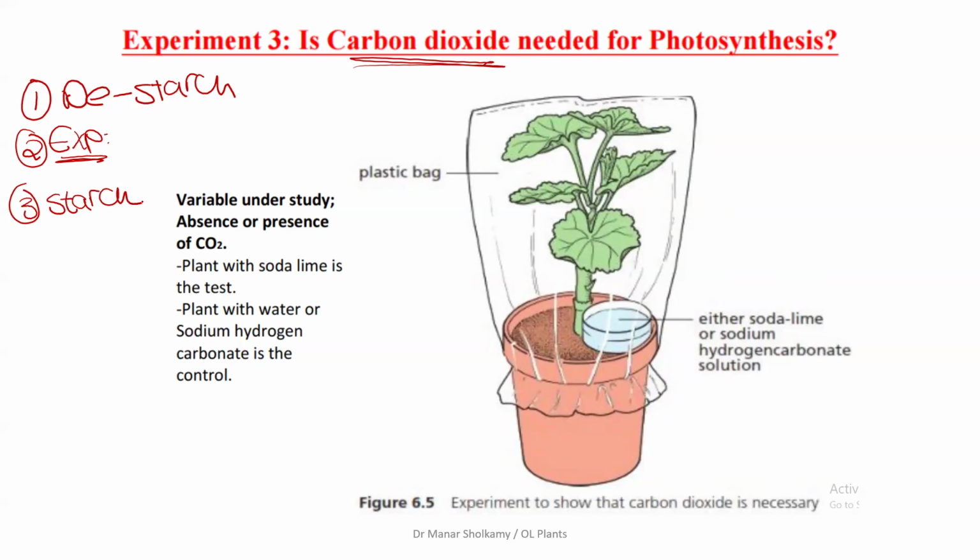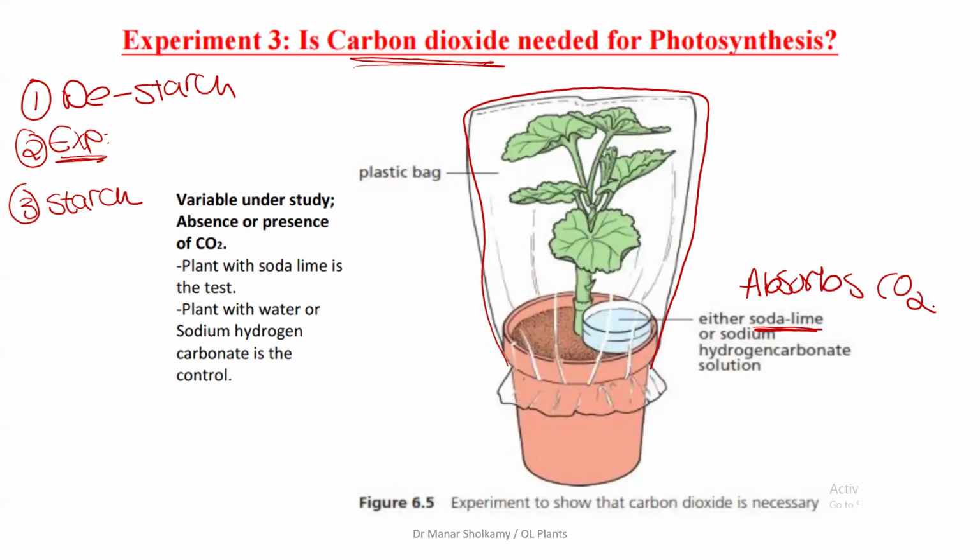Let's see how I will do my experiment. I want to remove the CO2. I'm going to put my nice plant and cover it with a plastic bag, as you can see. And then I'm going to use a material known as soda lime. And again, I do not want you to memorize it. They will tell you in the question that they will put soda lime inside this bag. Soda lime is a chemical that absorbs carbon dioxide from the atmosphere. So all the carbon dioxide will be sucked out, and this plant will be in an environment where there is no carbon dioxide.